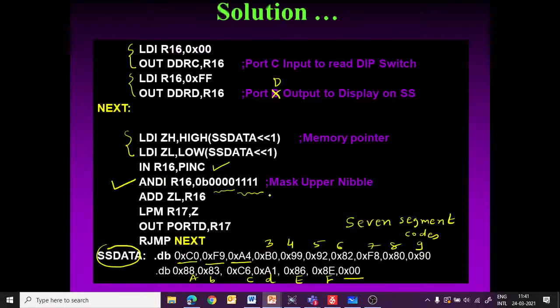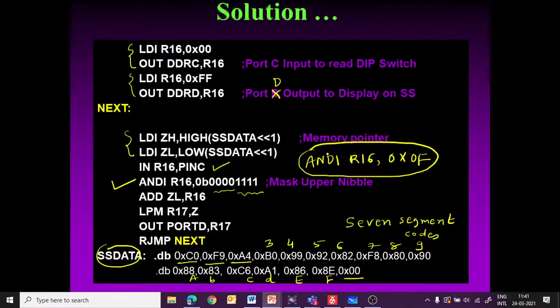ANDI, AND immediate. This is very similar to this instruction, ANDI R16, 0x0F. I have only written those numbers in binary so that you can understand it in a better way. You can also write this in hexadecimal like this. Why do we require masking? Because we are using only 4 pins. If we are using all 8 pins, then this masking is not required. Then we transfer this R16 to ZL, because we want to find out the 7-segment code corresponding to the number stored in R16.